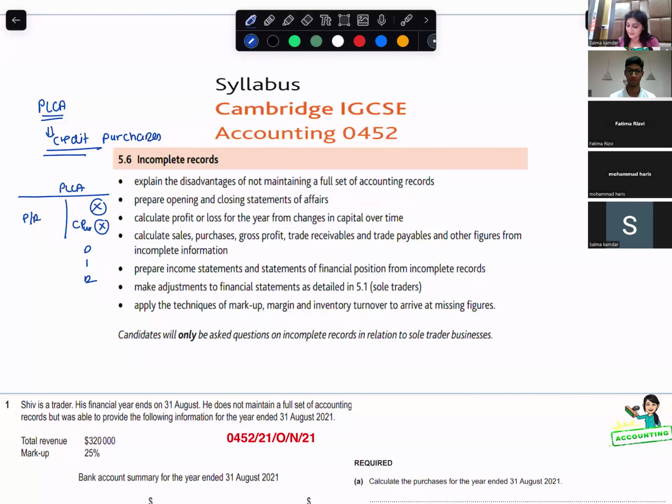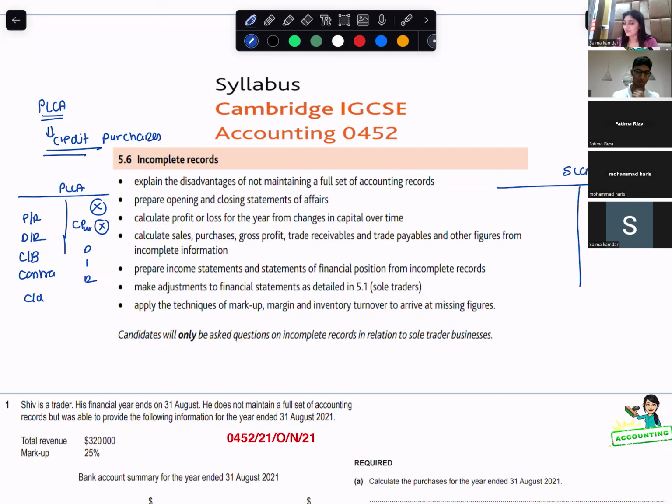Discount received. The discount is money that you gain, so cash back. SLCA, contra entry. Contra and the closing balance. Same goes with the SLCA.